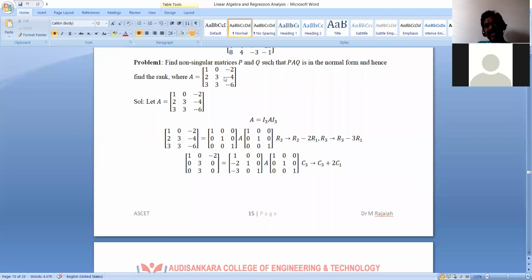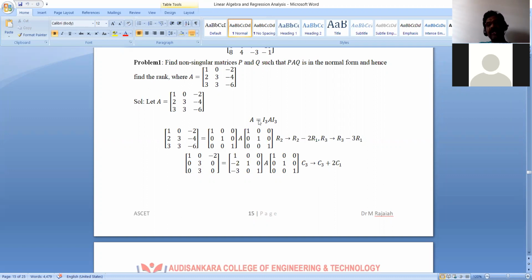So this 3 by 3 matrix can be written with pre and post multiplier I3. Then A equals I3 into A into I3. If this is a 3 by 4 matrix, then this can be written as A equals I3 into A into I4, a 4 by 4 identity matrix. That is the way to write the given matrix with pre and post multipliers of identity matrices.